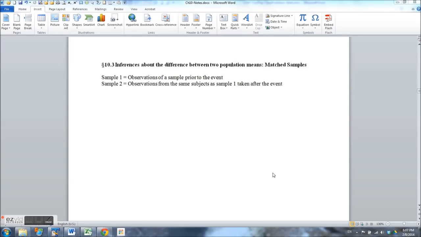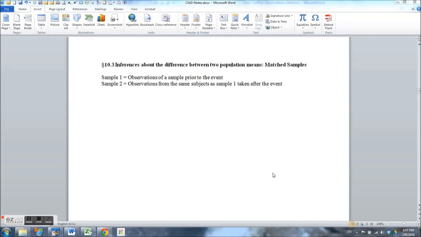Now we're going to discuss section 3 of chapter 10. Section 3 is about matched samples as opposed to independent random samples that we discussed in the previous videos. In matched samples, what we have are two samples taken from the same sample subjects.